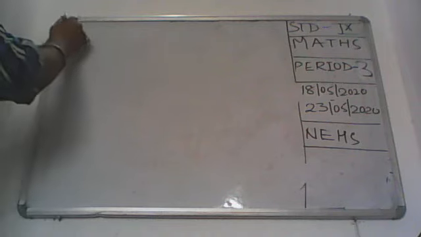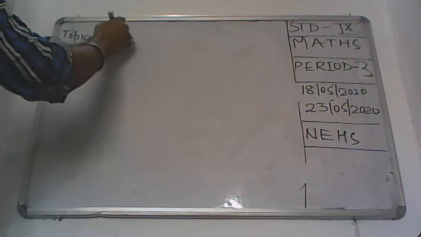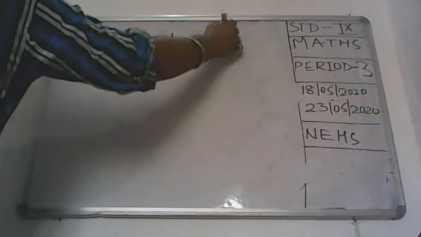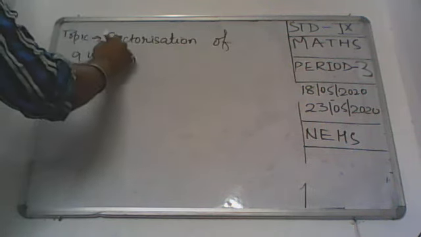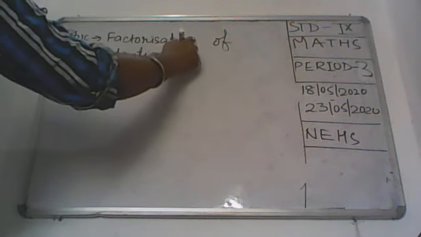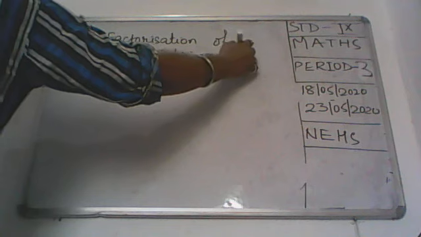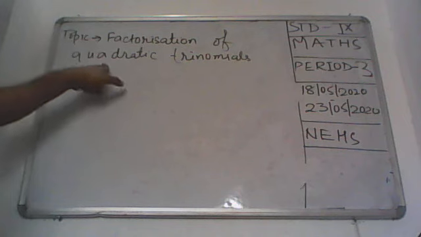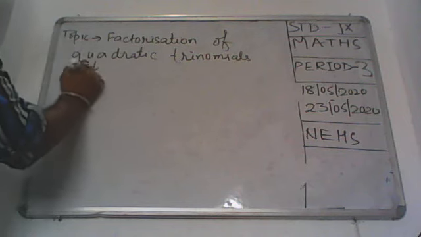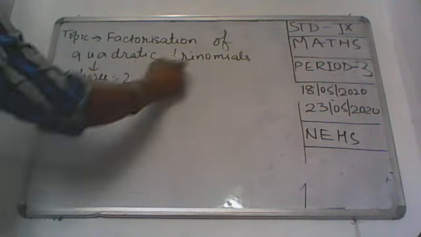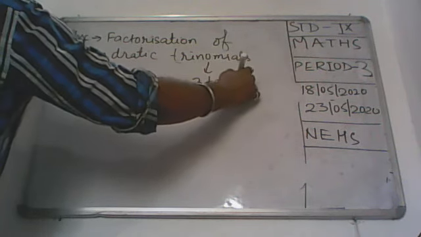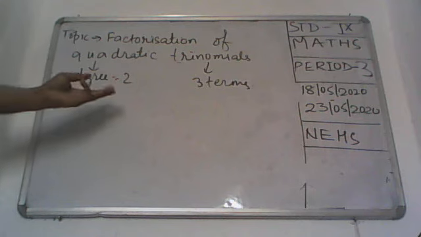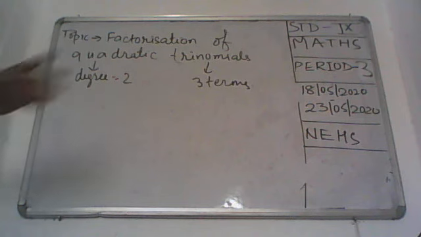The topic of discussion today is factorization of quadratic trinomials. Quadratic means the degree will be 2. Trinomials means there will be 3 terms. Understand? What we are going to do here? We are going to discuss polynomials which have 3 terms and highest degree 2.